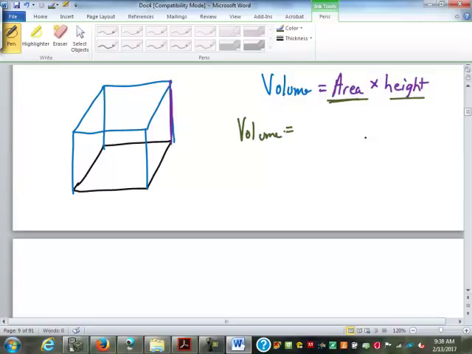Since we're dealing with just a box here, we can go to a more specific formula. The volume is length times width times height. Note that length times width is just the area of the bottom of that box.